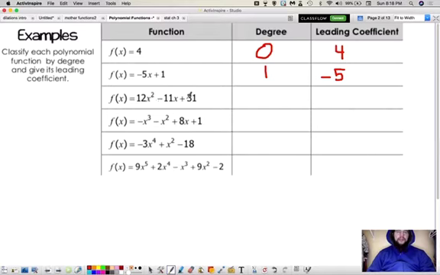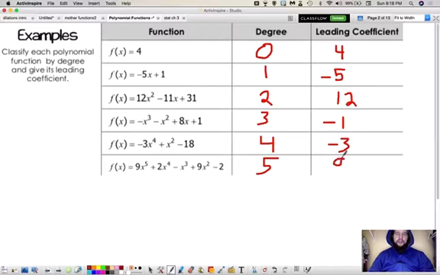Next one, it's in standard form, degree is 2, leading coefficient is 12. Degree is 3. What's my leading coefficient here? Negative. Well, just negative can't be a coefficient. Don't forget there's an understood coefficient of 1 here. It's a -1. The coefficient is 1, not x. X is not 1. X is a variable. It changes. Leading coefficient here is -3. Degree is 4. Degree is 5. Leading coefficient is 9. Not too terrible, right?